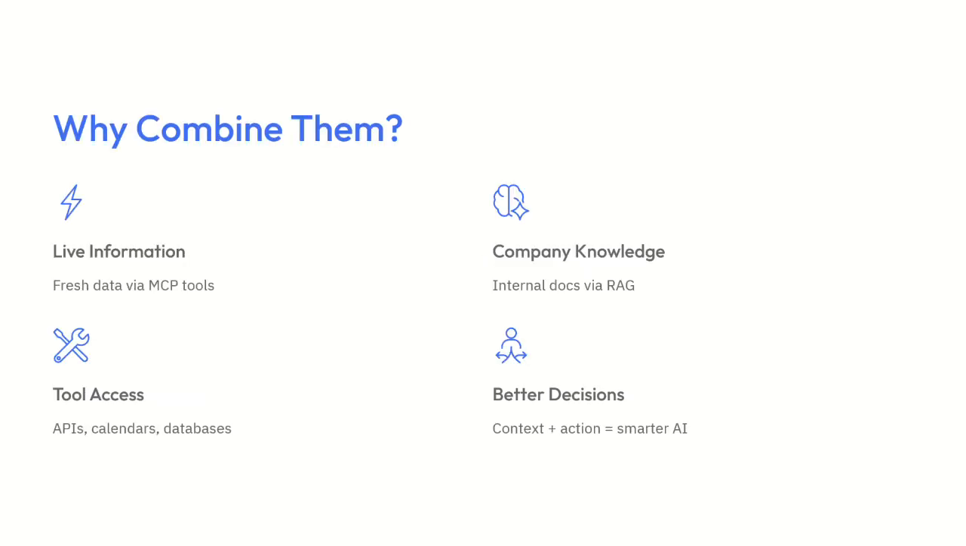Now maybe you are asking why we have to combine RAG and MCP. Combining them offers several advantages. RAG provides access to a company's knowledge stored in documents, and MCP provides access to live information through APIs and external tools. Together they allow AI to retrieve information, perform actions, and make better decisions. This combination is already being used in customer support systems, enterprise AI assistants, healthcare, finance, and many other industries.